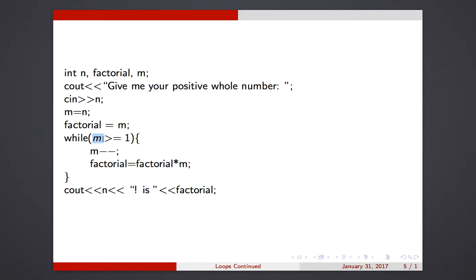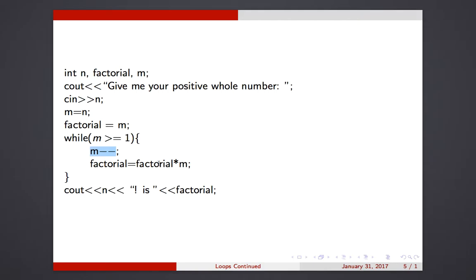If m is 1, this loop is going to run, right? Because 1 is greater than or equal to 1. So if m is 1, we'll go into the loop. Oh, and if m is 1, m minus minus is now 0. So we're tacking a 0 on at the tail end of this, always.